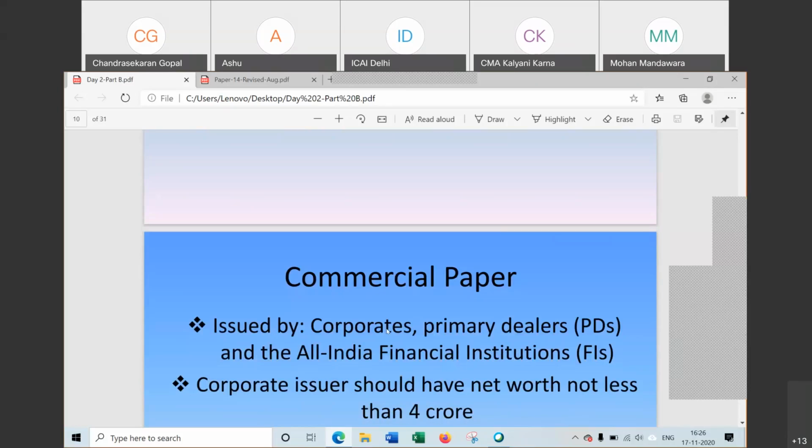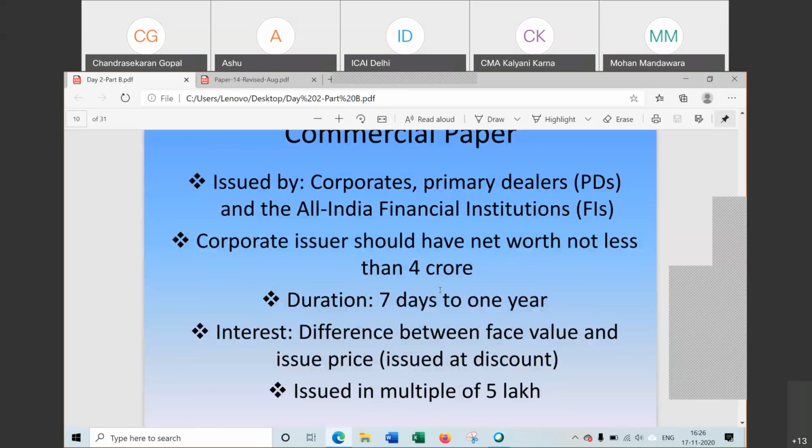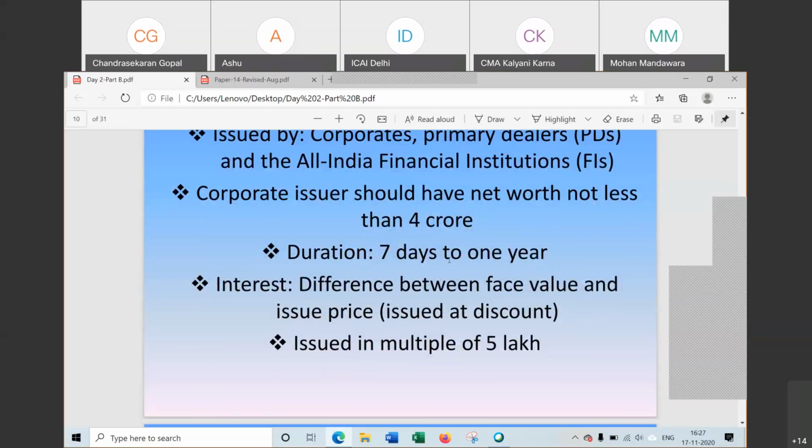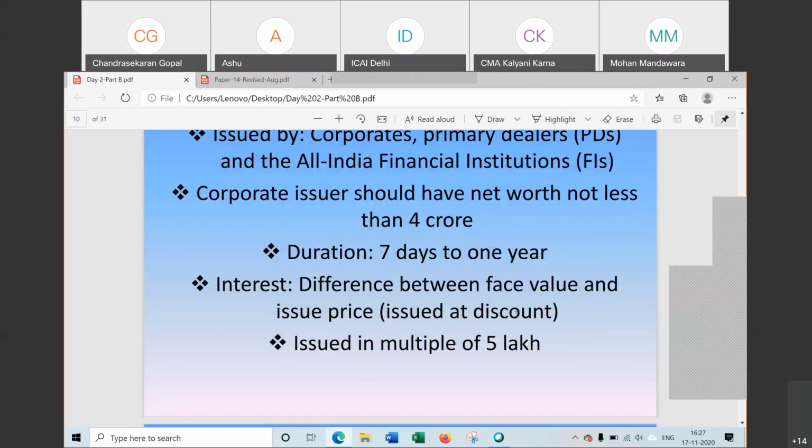Now next one, commercial paper. What is commercial paper? This is again issued by corporates, primary dealers and financial institutions. The condition for a corporate is that they should have a net worth of 4 crore; only those corporates can issue commercial paper. The duration, or maturity period, is 7 days to 1 year. Interest is again the same as treasury bill: commercial paper is issued at a discount.